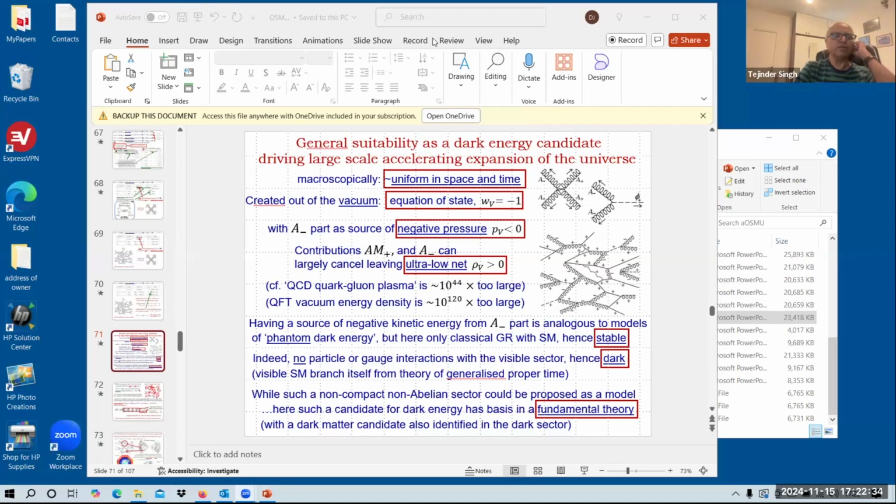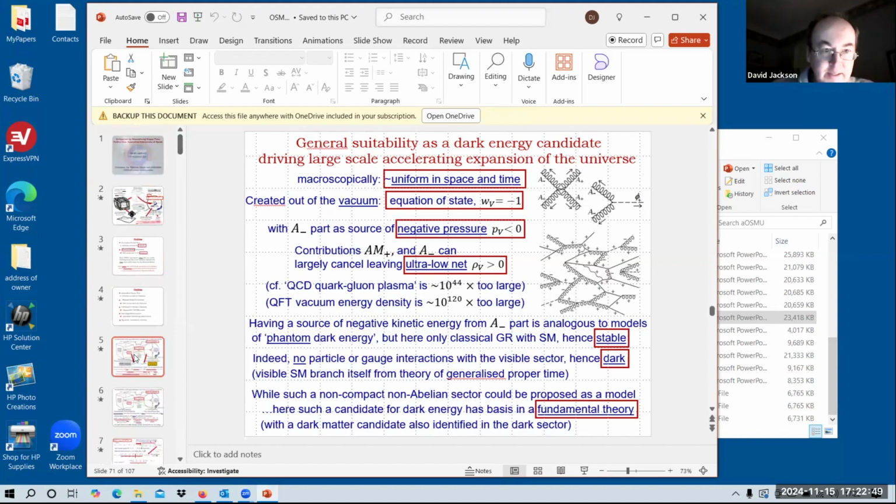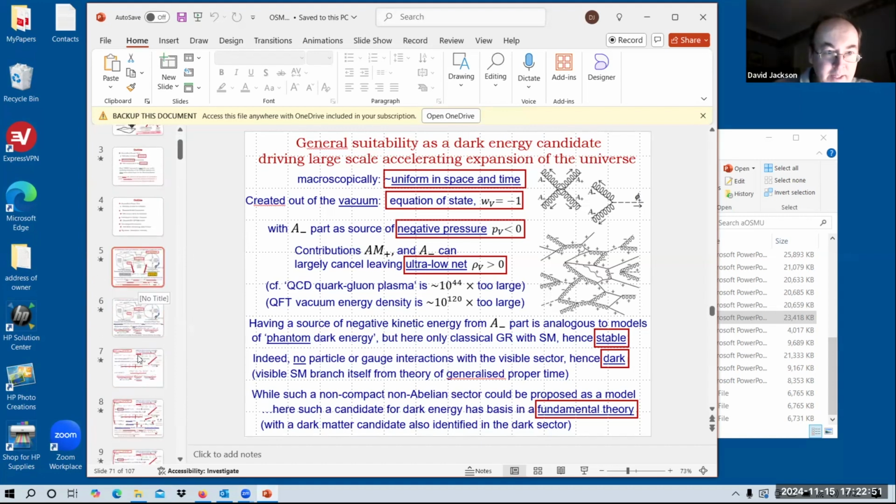Could I ask you something, David? Can we go to one of your early slides where you wrote a cubic proper time and related it to a 3x3 matrix? I wanted to understand something there. It was quite early on. Let me see. So it's probably.